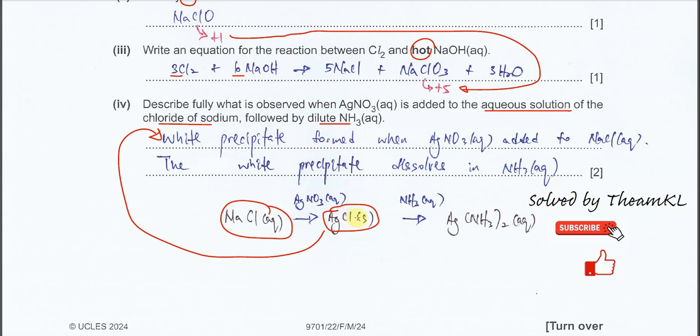And second, if after that the ammonia solution is added to this mixture, the silver chloride will dissolve and form this solution. So the silver will form this compound which is soluble in water, the Ag(NH3)2 complex. So this compound is soluble in water. That's why it will form a clear solution later. So the second observation is this: the white precipitate dissolves in the ammonia solution.